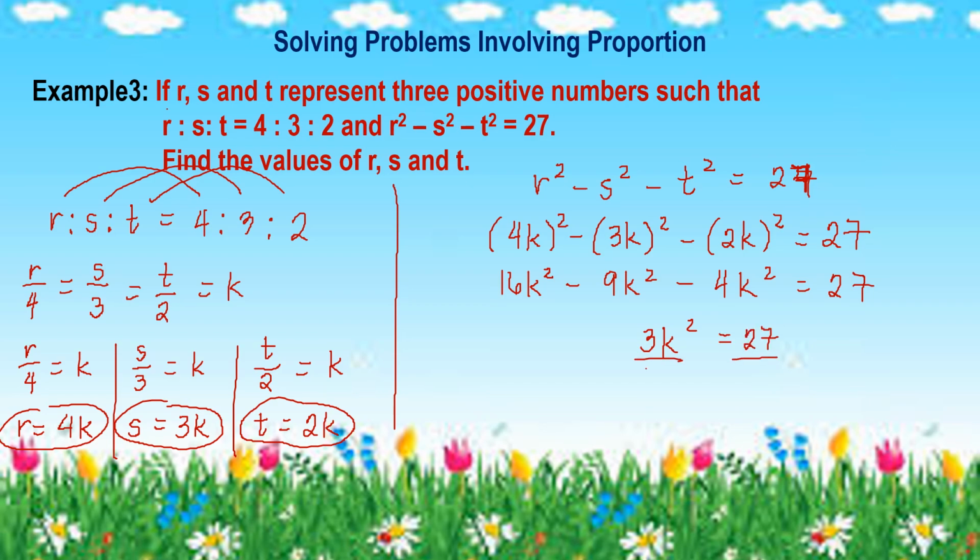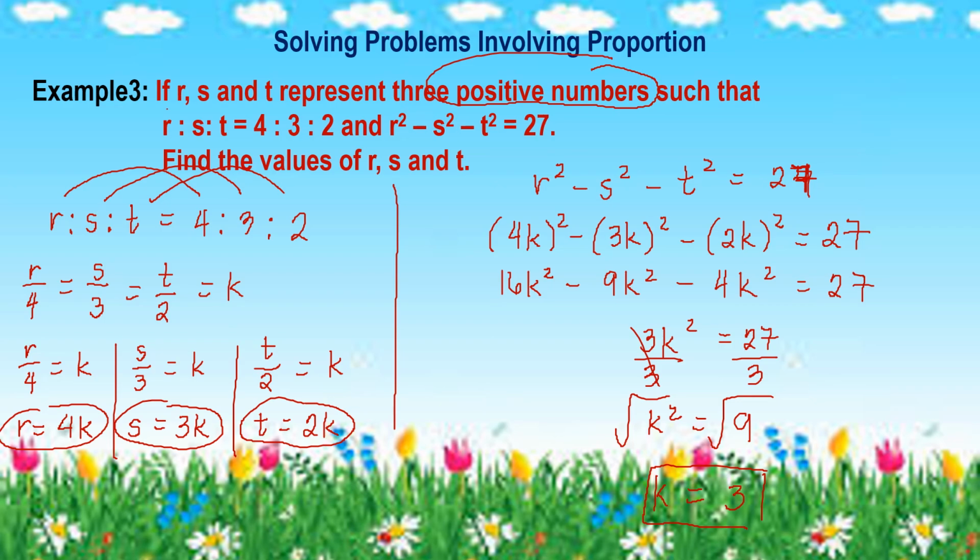To solve for K, divide both sides by 3. So we have K squared is equal to 9. Now extract the square root. K is equal to, the square root of 9 is positive 3 and negative 3. But in this case, we will disregard negative 3 because as given in the problem, we are looking for the values of R, S, and T, which are positive numbers. So we will only consider positive 3 for K.